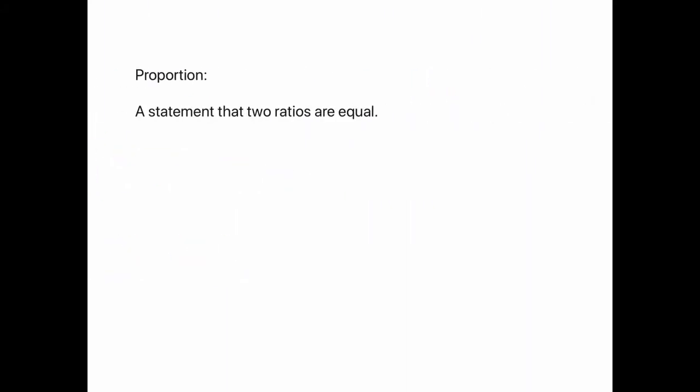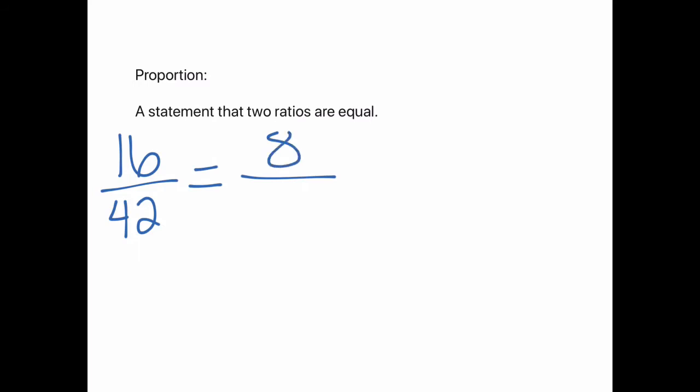Now, a proportion is a statement that says that two ratios are equal. So here's our ratio from the last page, and if we wanted to, we could reduce this ratio by 2's, and the 16 divided by 2 would be 8, and the 42 divided by 2 would be 21. And this is now a proportion because I have one ratio equal to another ratio.